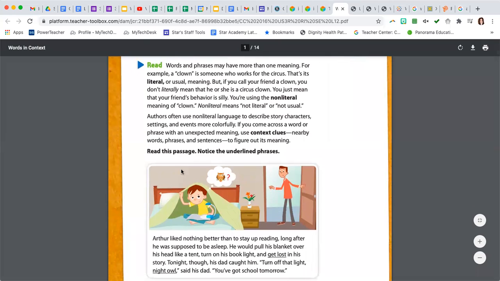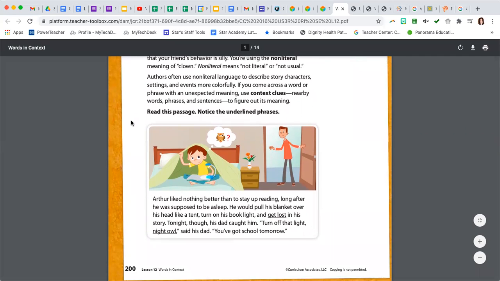Authors use non literal language to describe story characters, settings, and events more colorfully. If you come across a word or a phrase with an unexpected meaning, use context clues, nearby words, phrases, and sentences to figure out its meaning. So let us read this passage and notice the underlined phrases.